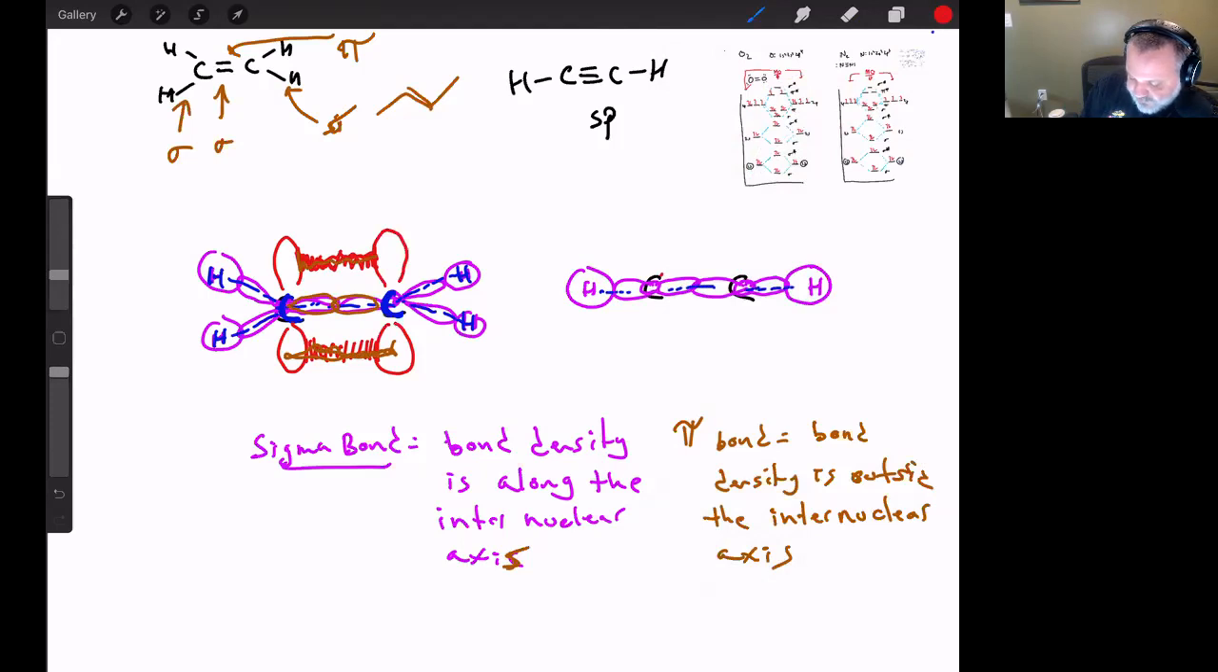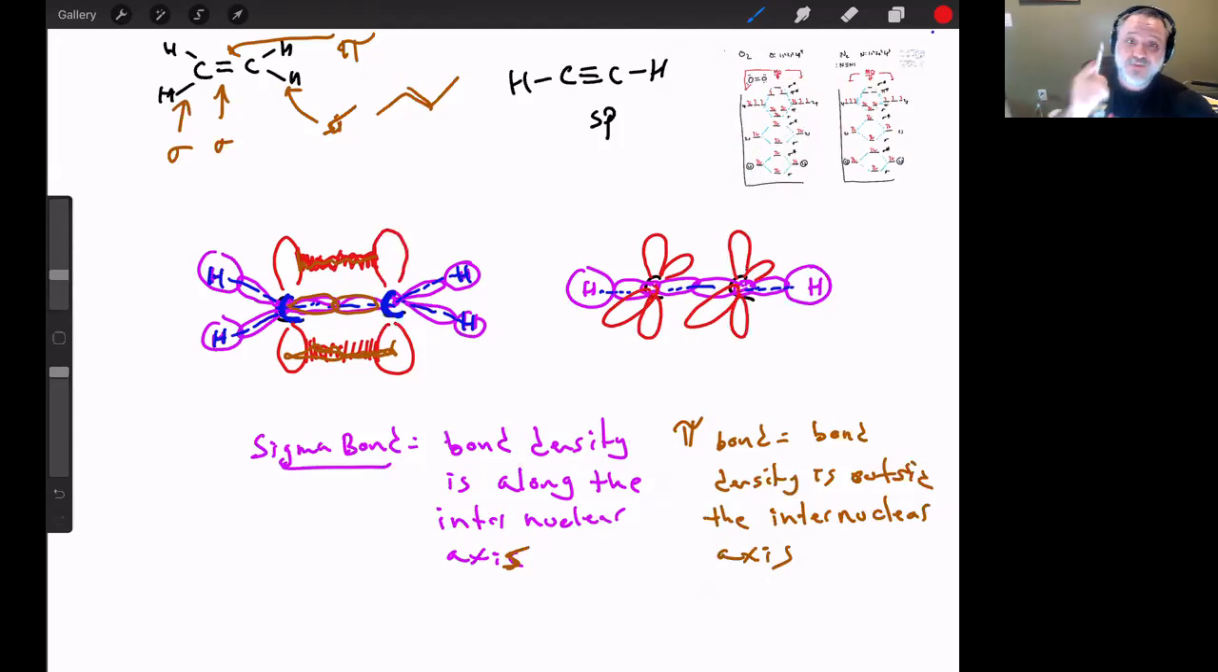Well, if I think about an XYZ coordinate system, then I still have two unhybridized p orbitals, the ones that are going up and down just like I did before, and now the ones that are along the y-axis, so in and out of the page. And so I've got these two unhybridized p orbitals. They still have electron density in them, but both of these are outside of the internuclear axis. So in this case, I still have pi bonds and sigma bonds.